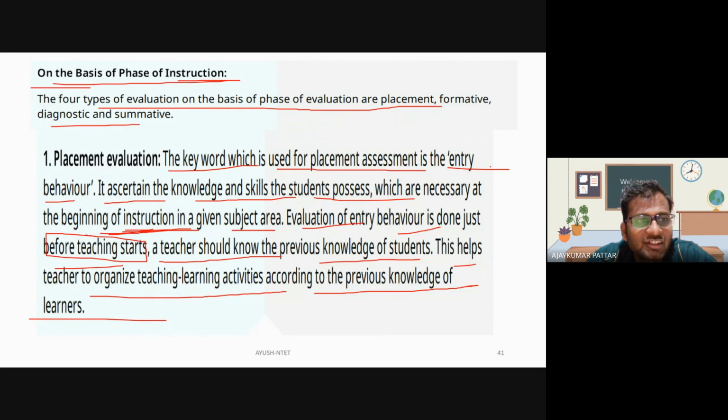Phase of instruction के based on phase of instruction, the evaluation can be 4 types. What is the phase of instruction? Phases होता है ना teaching का, instruction का. So उस पे whether the evaluation is taking place before the actual teaching starts, that is the placement evaluation.